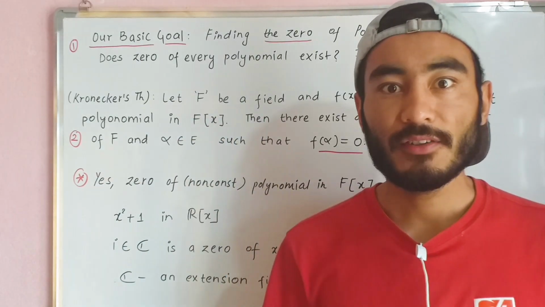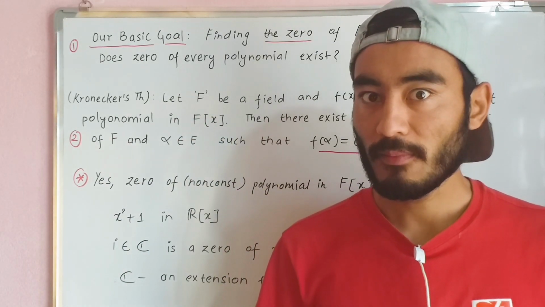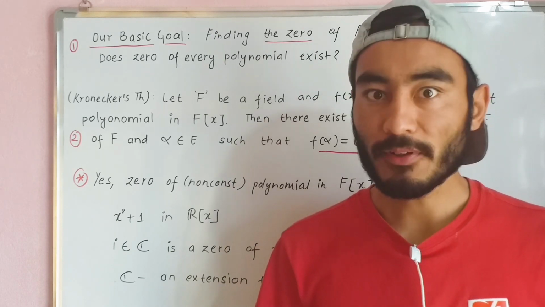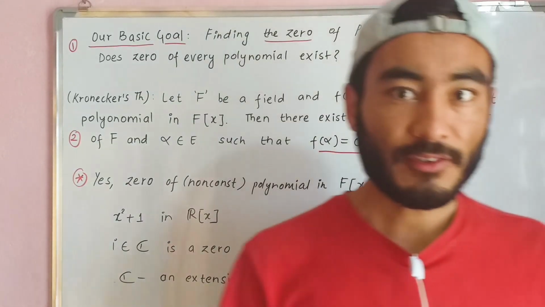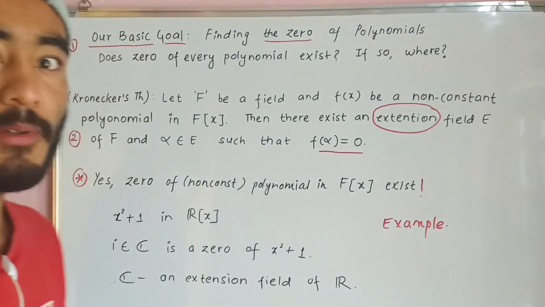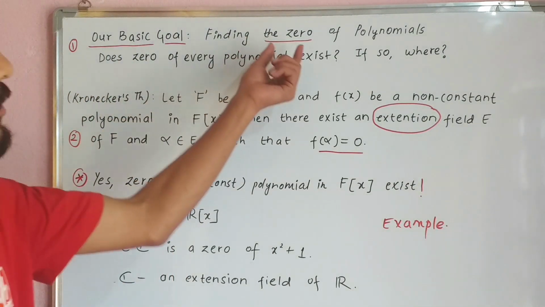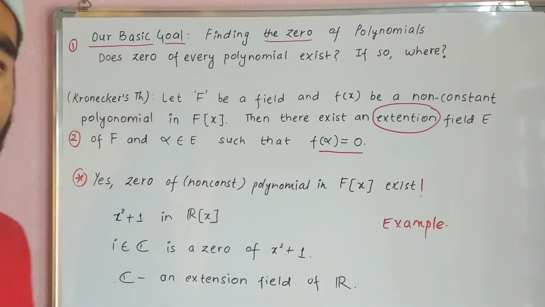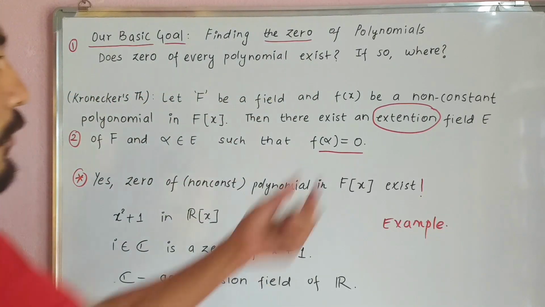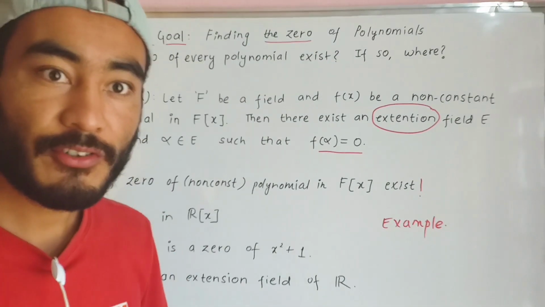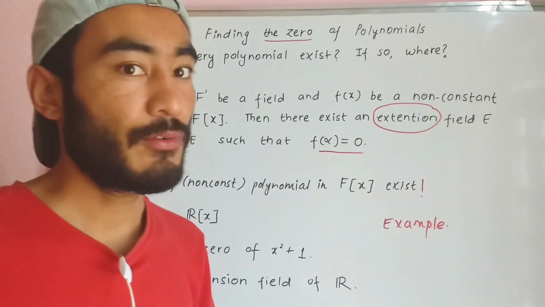Hi guys, this video is on Kronecker's theorem. I consider it to be one of the most important theorems in polynomials. Let us see why. Let us first revisit our basic goal. Our basic goal is finding the zero of polynomials. And the question is, does a zero of every polynomial exist? And if so, where? Kronecker's theorem just answers this question.